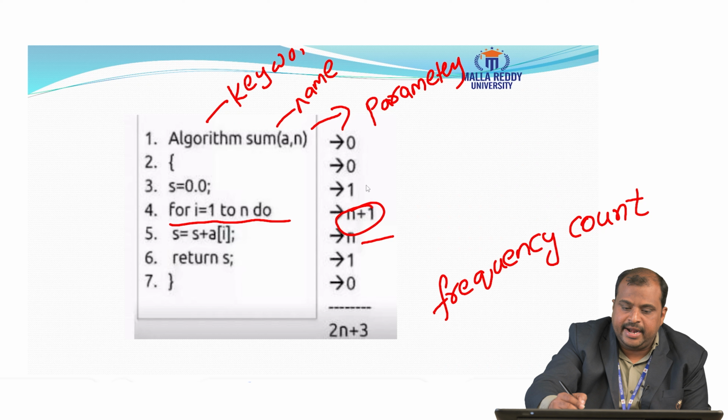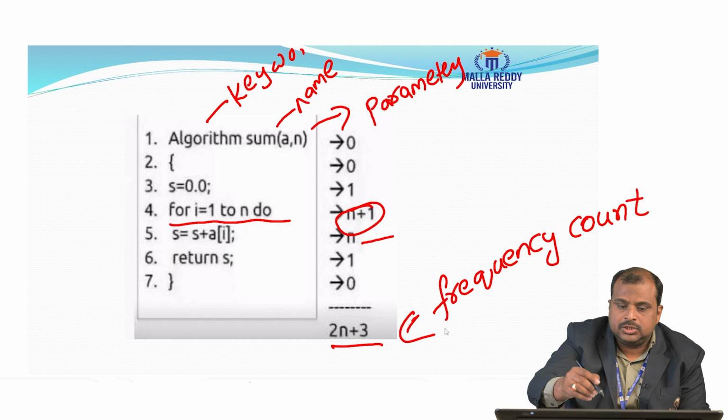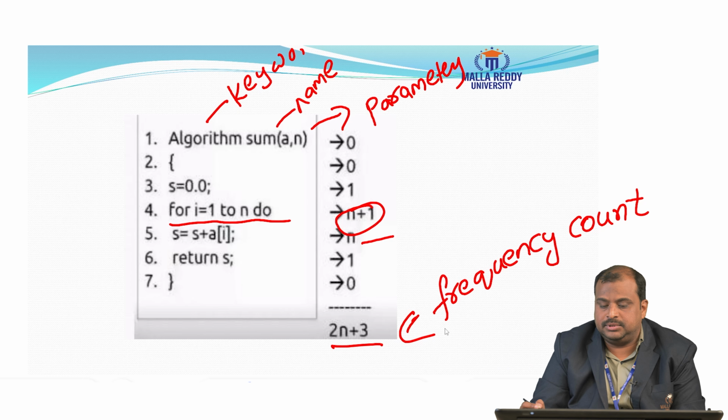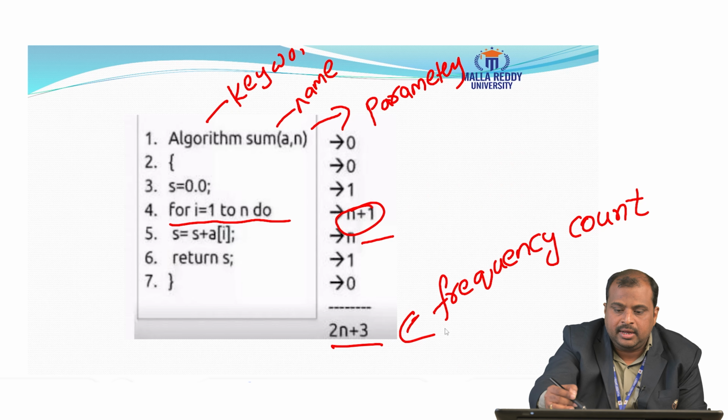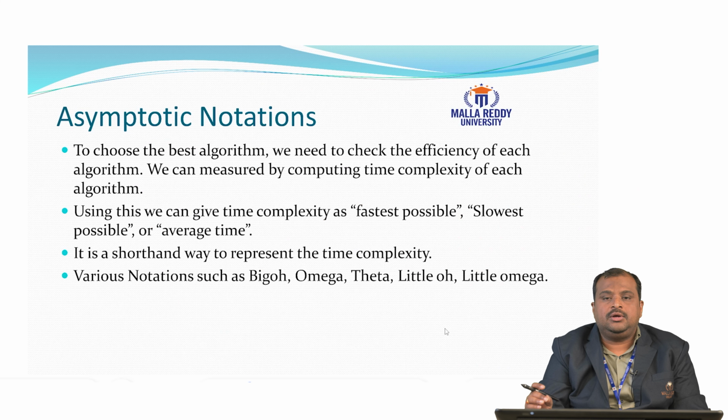And finally, after adding all these, the frequency count will be 2n plus 3. This algorithm runs 2n plus 3 times, calculated based on individual lines. Based on these factors, we calculate the performance of an algorithm. Majorly: computing order of growth, time complexity, space complexity, best case, worst case, average case, and measuring the input size. All these parameters are required. Based on this, we can analyze how the performance of an algorithm is calculated.